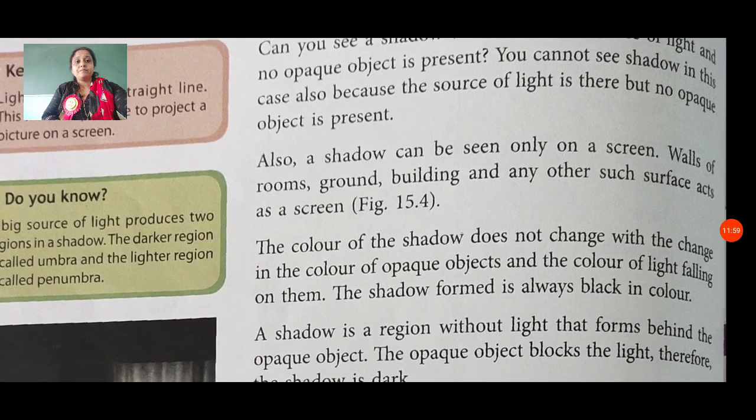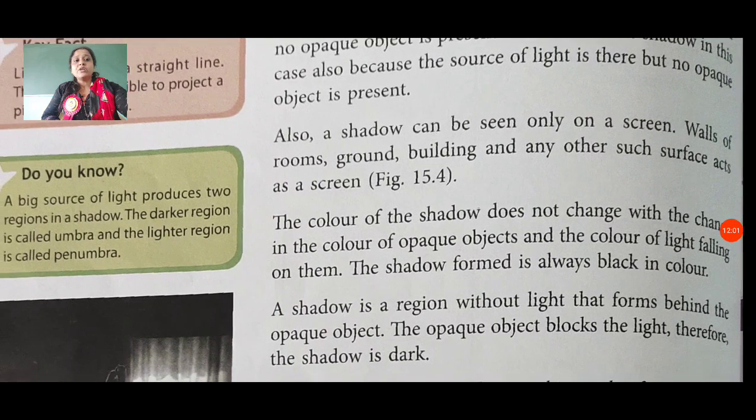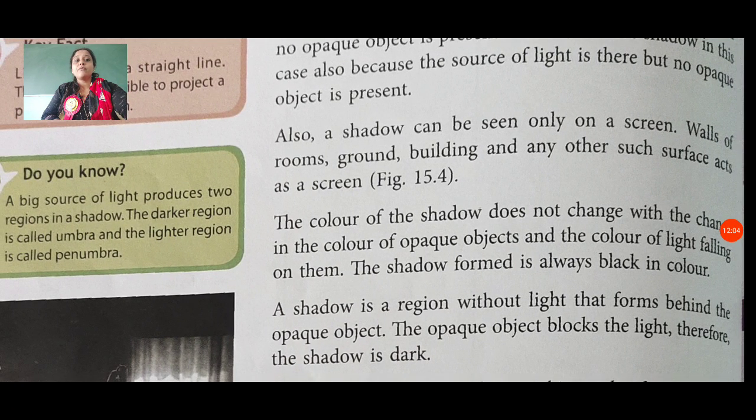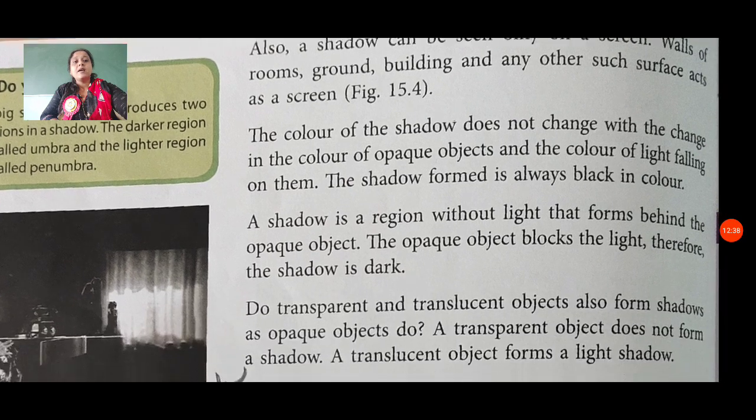The color of the shadow does not change with the change in the color of the opaque object or the color of the light falling on it. The shadow formed is always in which color? Always black. A shadow is a region without light that forms behind the opaque object. The opaque object blocks the light, therefore the shadow is dark. The opaque object blocks all the light, so the shadow is always black.